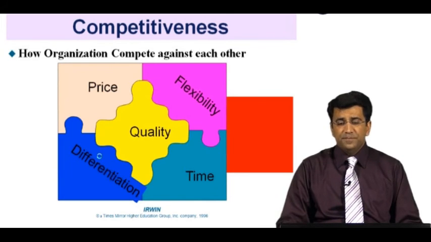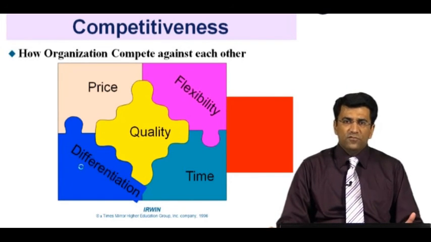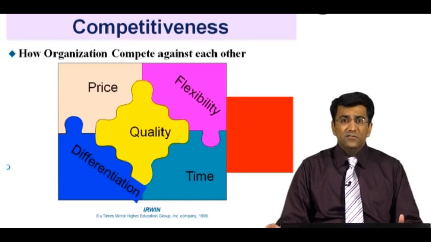The next important dimension of competitiveness is differentiation. Differentiation means how the organization will be able to add different features and different attributes in their products, so their product will be different from that of competitors. So it is very important for the organizations to add something in their products and services, so they can have the edge over their competitors. So this is differentiation, and differentiation may be a very important source of competitive advantage for any organization.